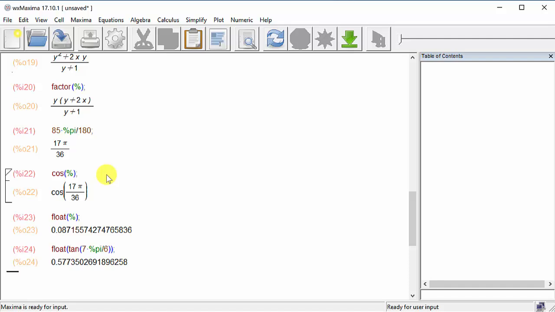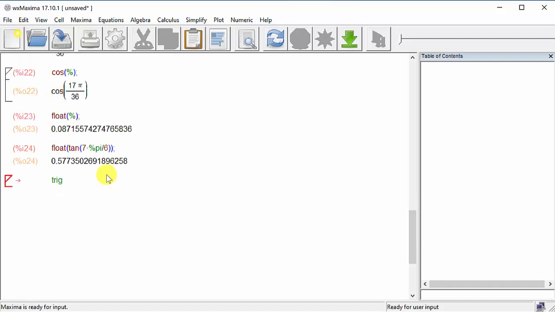All right. What about working with trig expressions, trigonometric expressions? Let's look at trig reduce and trig simp. Everybody knows sine squared plus cosine squared, sine squared x plus cosine squared x. Let's see what trig reduce does to that.